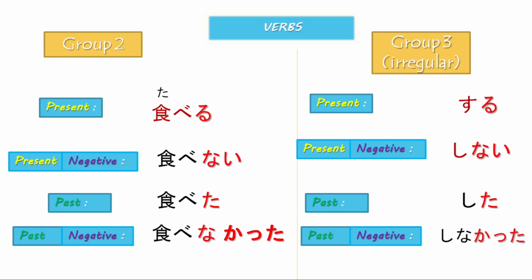In the case of suru, if I just say the masu form, it's shimasu. And in the present negative, shimasen. In the past, shimashita. Past negative, shimasen deshita. Okay, I have uploaded a video on masu form as well, so if you want, you can check it out.